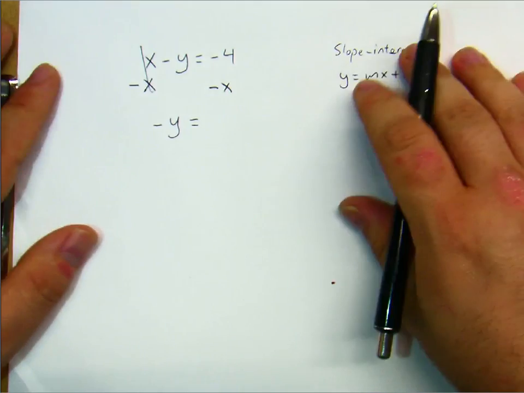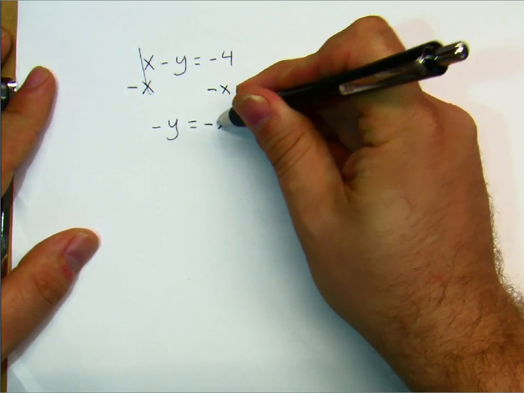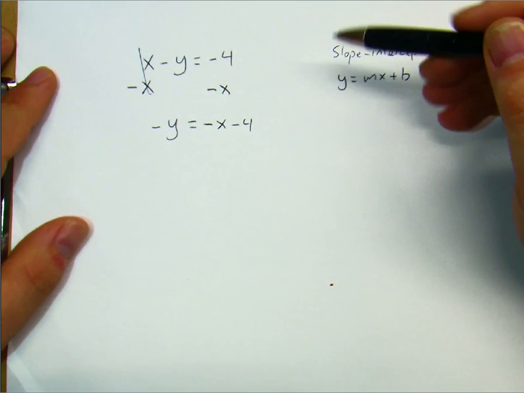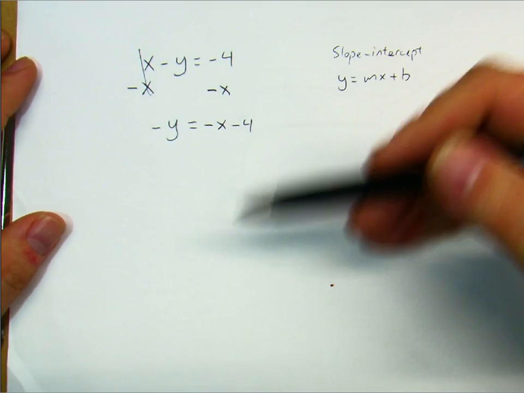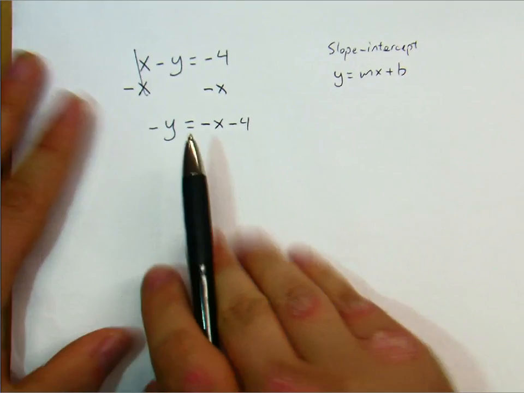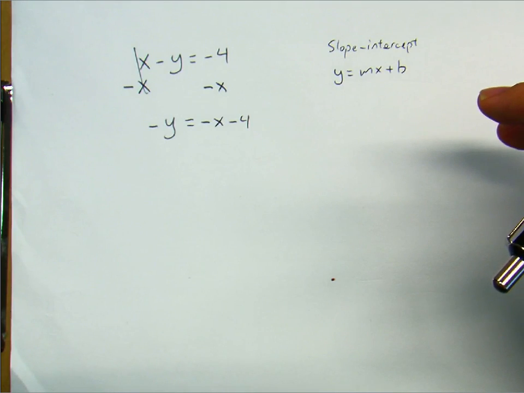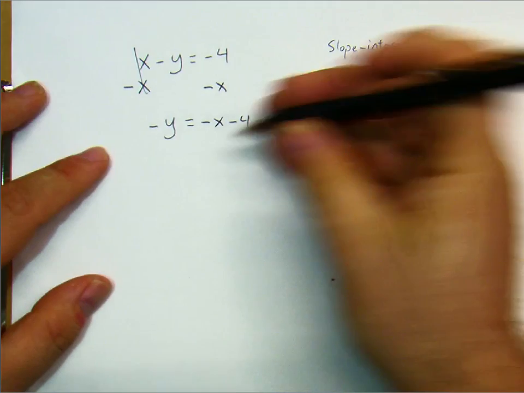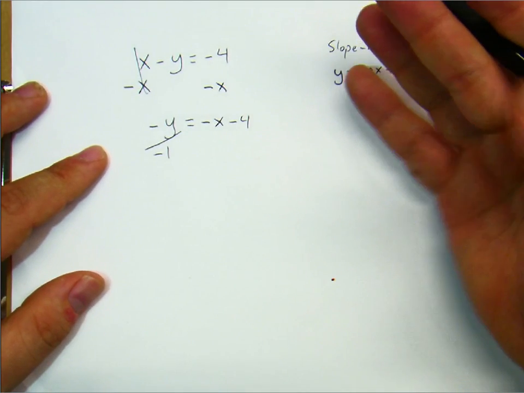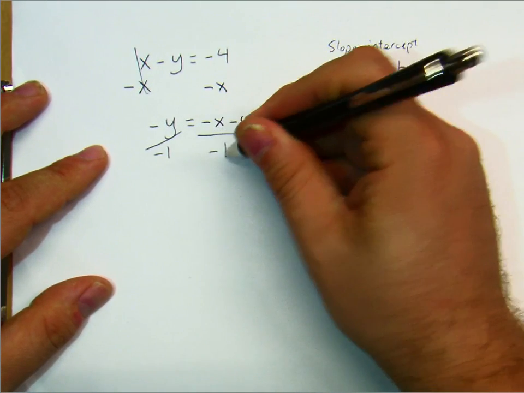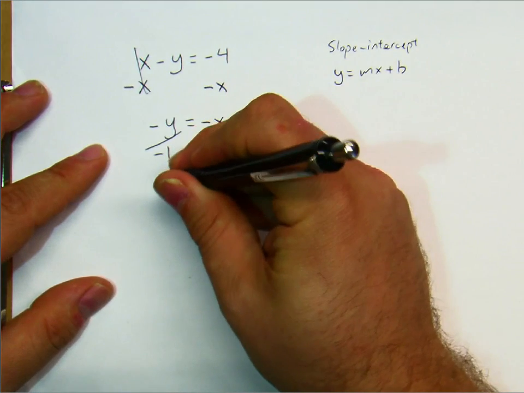And then on the right side, these are not like terms, so I cannot combine them. So I have negative x minus 4. And notice how I led with my x. I always lead with my variable. Okay. Am I done? No, I need to do one more step. Divide by negative 1 on both sides. We can divide by negative 1, we can multiply by negative 1. It doesn't matter, but I will divide by negative 1. Negative 1 divided by negative 1 is a positive 1, leaving me with y.